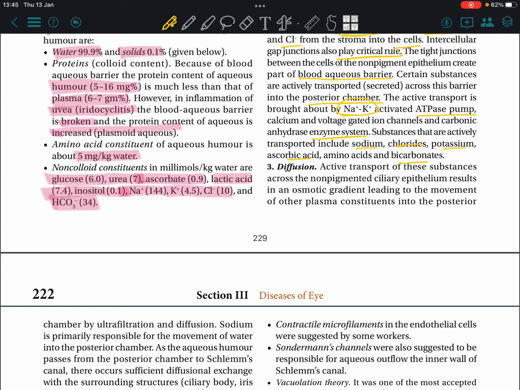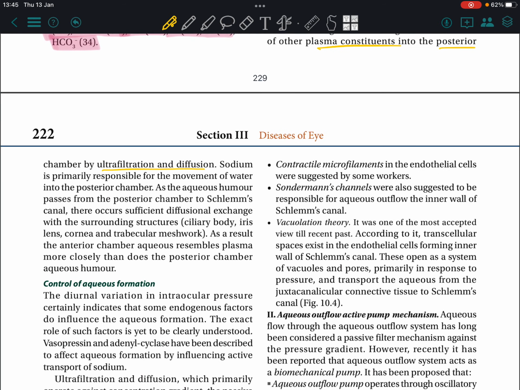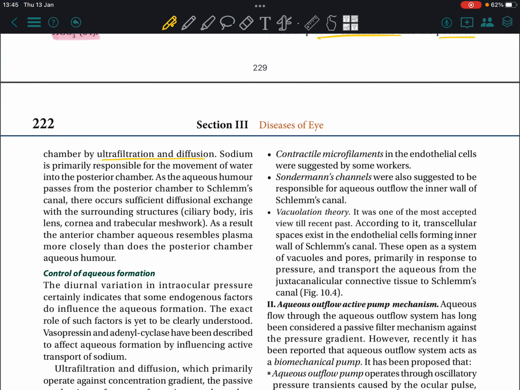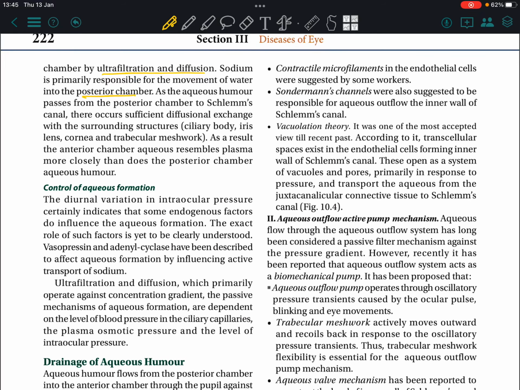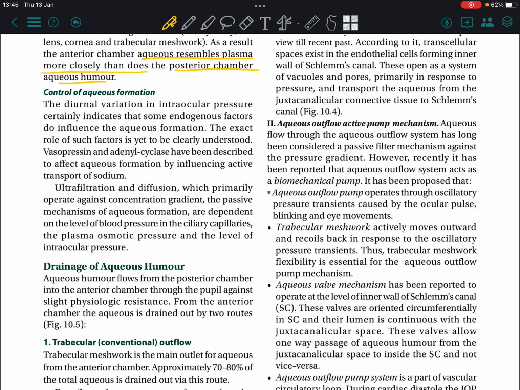Diffusion. Active transport of these substances across the non-pigmented ciliary epithelium results in an osmotic gradient, leading to movement of other plasma constituents into the posterior chamber by ultrafiltration and diffusion. Sodium is primarily responsible for movement of water into the posterior chamber. As the aqueous humor passes from the posterior chamber to Schlemm's canal, there occurs sufficient diffusion exchange with the surrounding substance. As a result, the anterior chamber aqueous resembles plasma more closely than the posterior chamber aqueous humor.